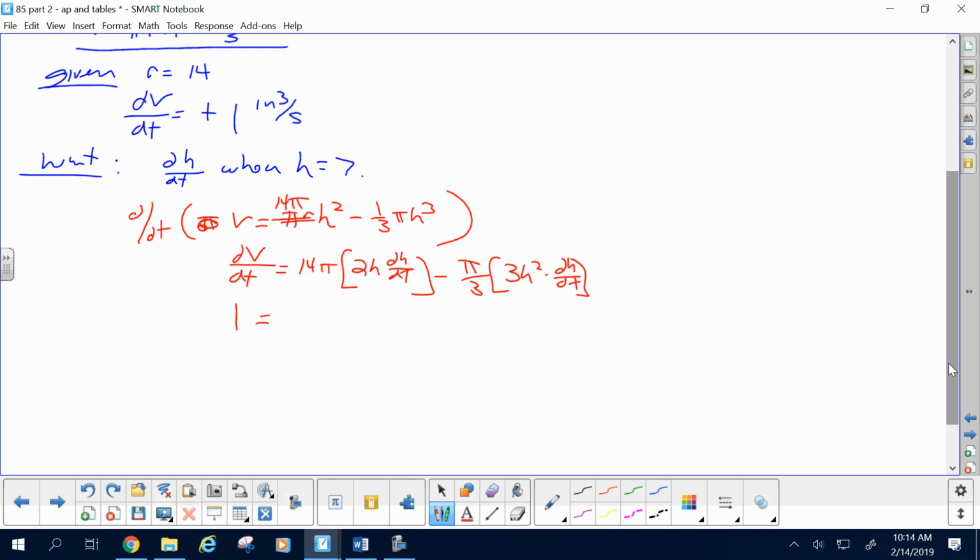H at the instant is 7, so this is 14 times 2 times 7 pi dh/dt minus 49 pi dh/dt. You could combine like terms and then divide, and you're on your way. You follow?